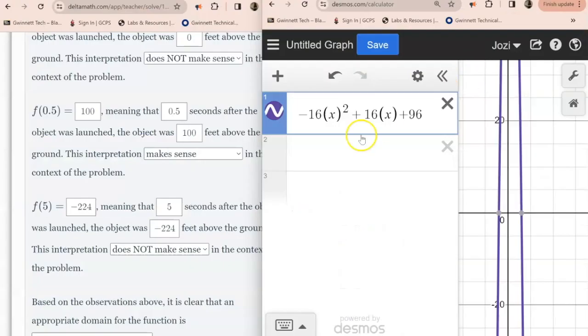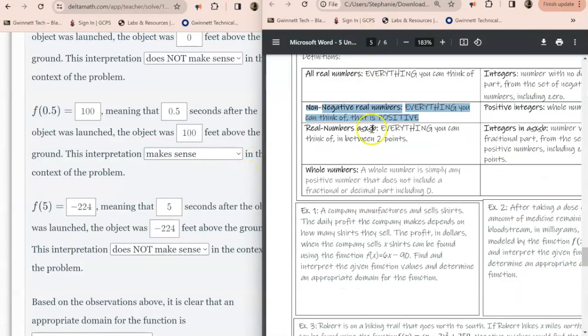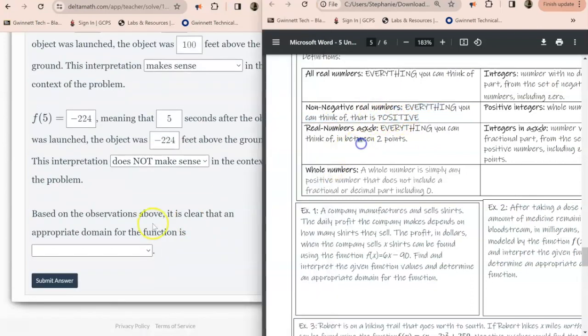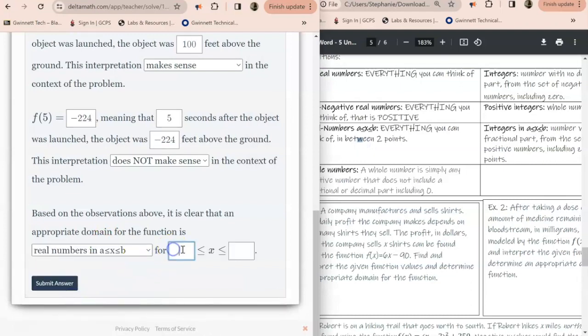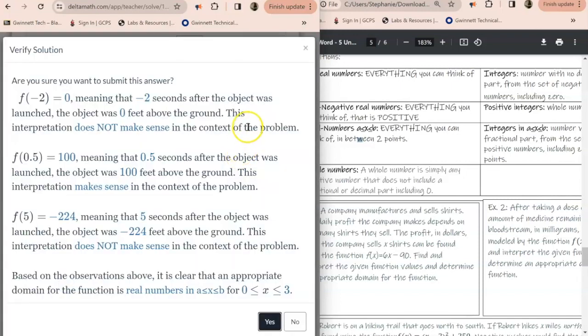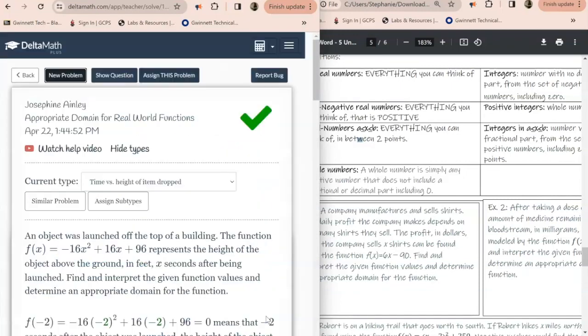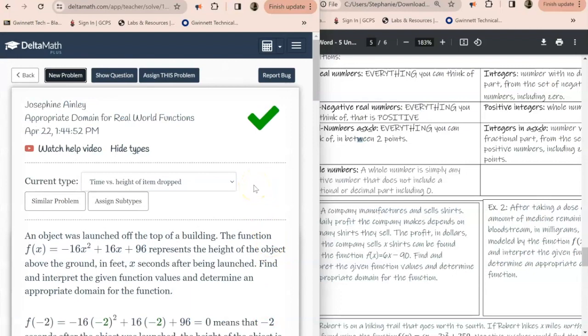So let's go see what that is. 0 to 3 included, and so that is everything you can think of between 2 points, yes. Everything you can think of that's positive, no, because you can't pass 3. So this one is going to be real numbers in AB, and that starts from 0 to 3. So with real world problems, you really need to read it and understand what it is asking. So definitely give it a once over, read it twice so you can see.